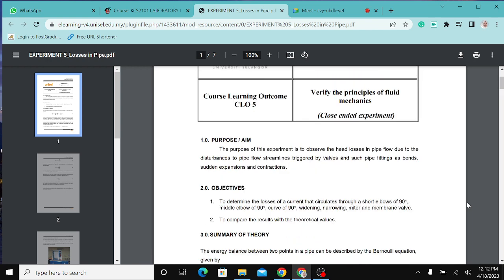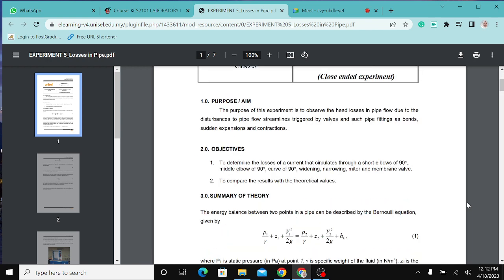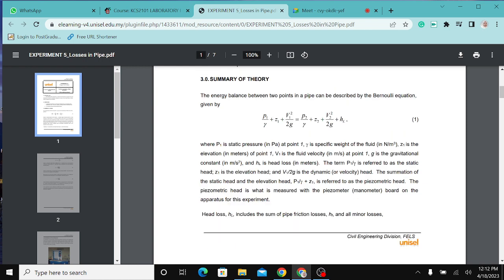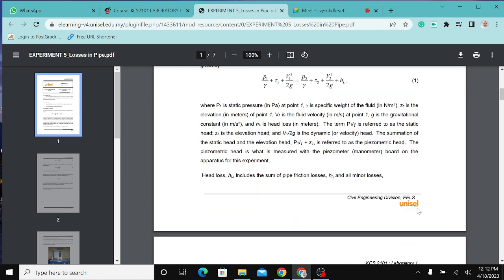Okay, for this experiment number 5, energy loss in bends. Okay, so the energy balance between two points in a pipe can be described by equation 1. So this one actually is similar equation to the Bernoulli lah. Okay, with the meanings and so on. The head loss yang ni saya skip lah because some of the items are required lah. Okay, similar to the Bernoulli tadi. Cuma kat sini kita will have some additional level in terms of P1 and P2, V1 and V2 lah.